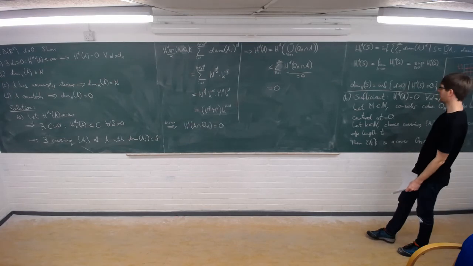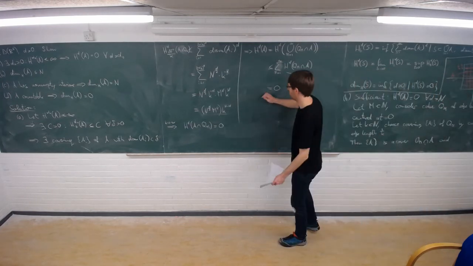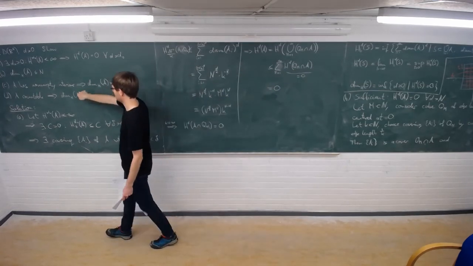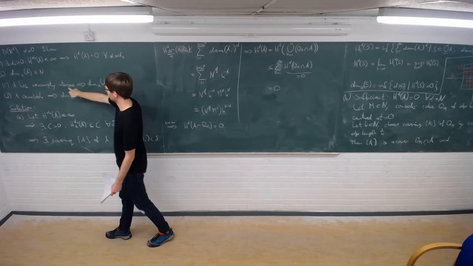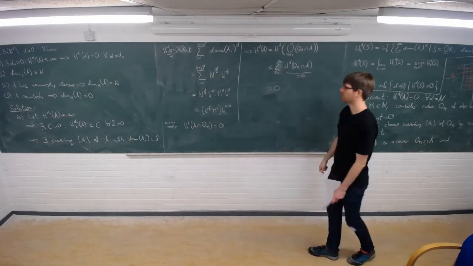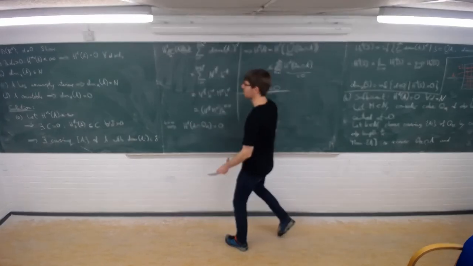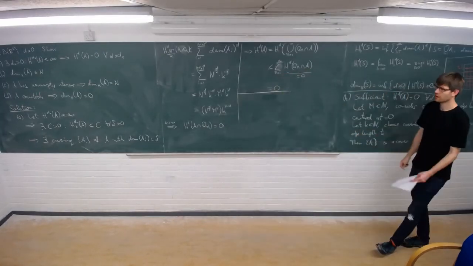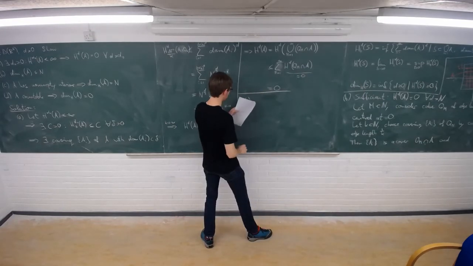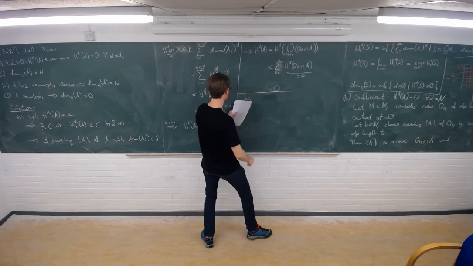Okay, so this was part B. In part C, the task was to show that if A has non-empty interior, then the Hausdorff dimension is n, so the same dimension as the entire space. This was rather simple if one uses a proposition from the lecture.